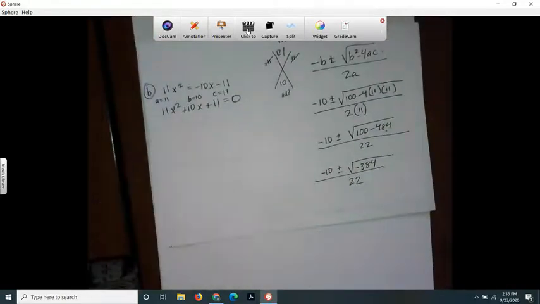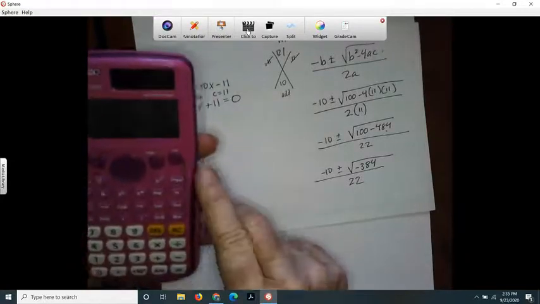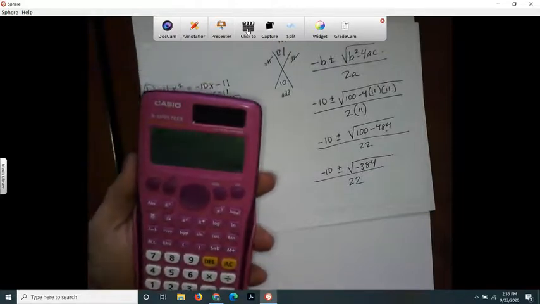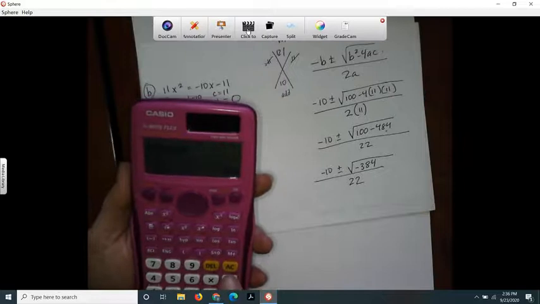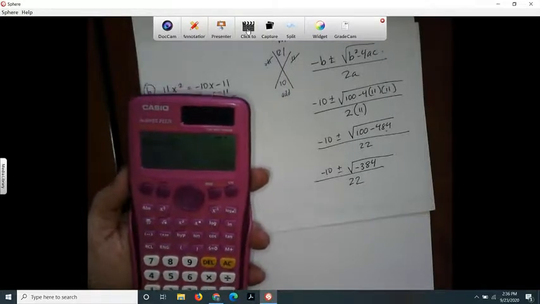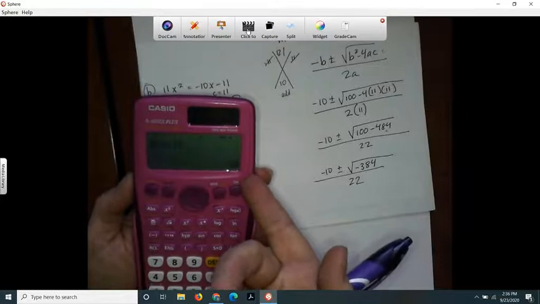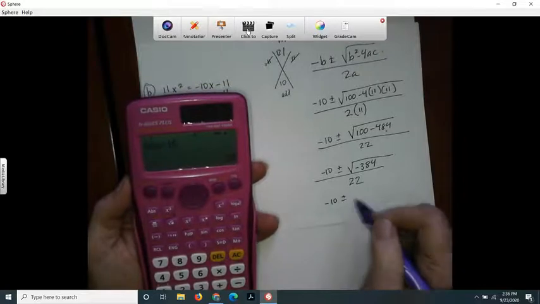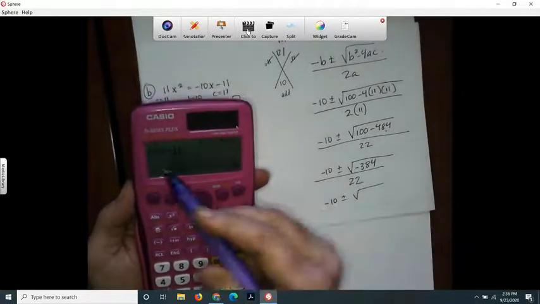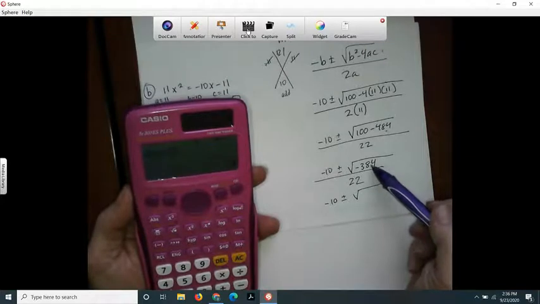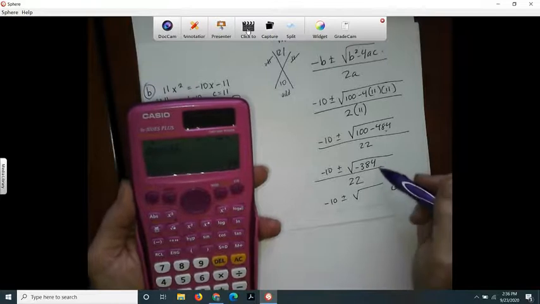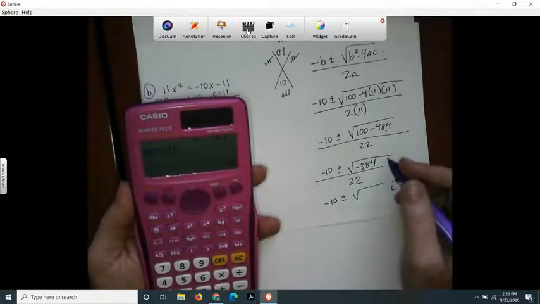Okay, 384. Some perfect square probably goes into it. I think I'm going to try seeing if 16 goes into it. I want to try kind of a big number. Yes, so 16 times 24. So I'm going to just break this thing down. I'm simplifying my radical. If 16 times 24 makes 384, and by the way, I have to put i out here because of that negative sign. The square root of 16 is 4.